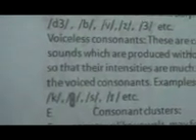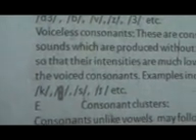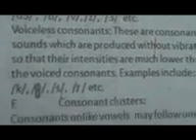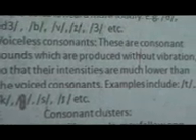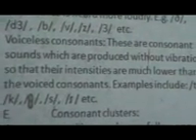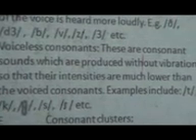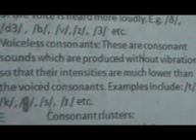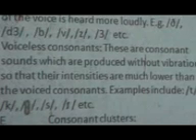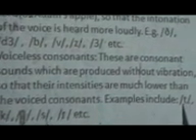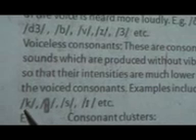Voiceless consonants are consonant sounds which are produced without vibration, so that their intensities are much lower than the voiced consonants. Examples of voiceless consonants are: we have sh, etc.